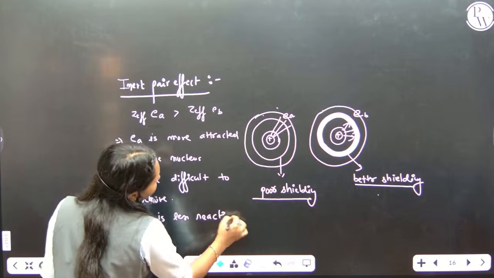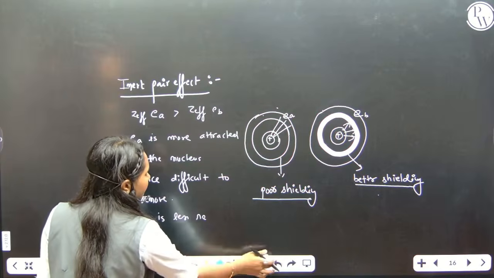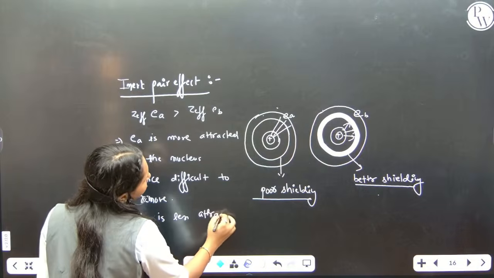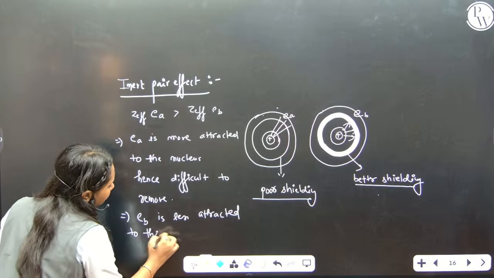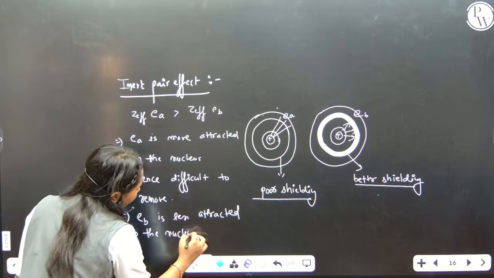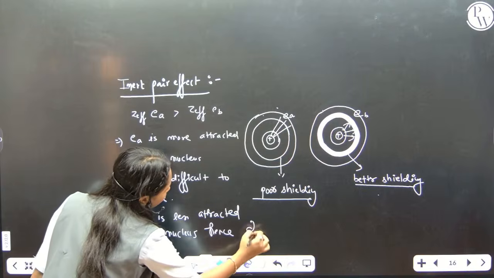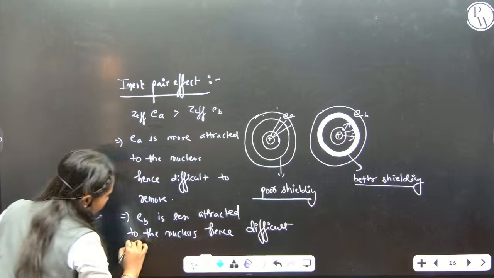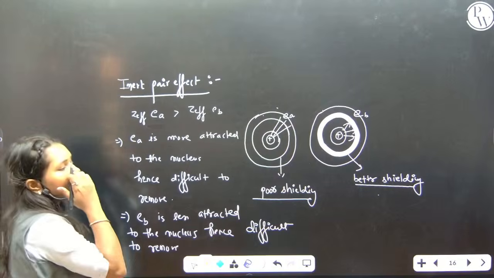EB is less attracted to the nucleus, hence easier to remove. Correct? This is the shielding.